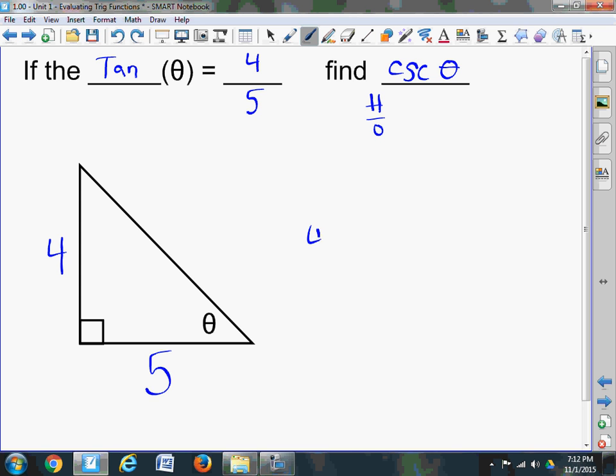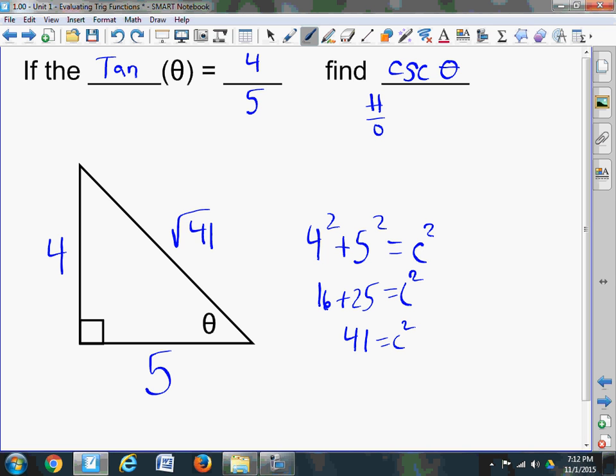And that's just the Pythagorean theorem, so 4 squared plus 5 squared equals c squared. 16 plus 25 is equal to c squared. 41 is c squared, so c must be the square root of 41. All right, so this would be equal to the square root of 41 over opposite, which is 4. All right, and I'm done. We'll look at one more.